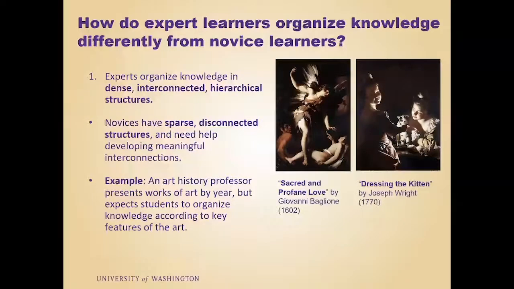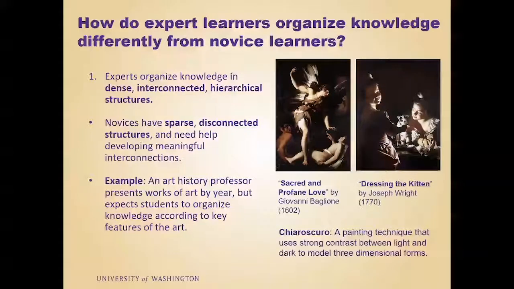For example, an art history professor might present works of art in chronological order, but expects that students will also notice similarities between key features of different artworks. The two paintings on the right were created in different centuries, but both artists used a similar technique called chiaroscuro. In this technique, strong contrast between light and dark is used to model three-dimensional forms. Unless the professor highlights such similarities explicitly, her students may struggle to draw these connections or even notice that there are connections to draw in the first place.